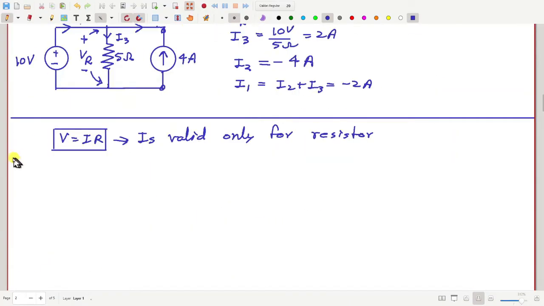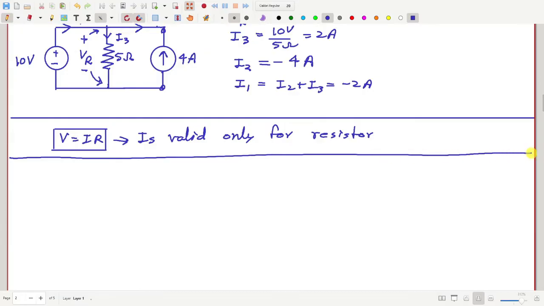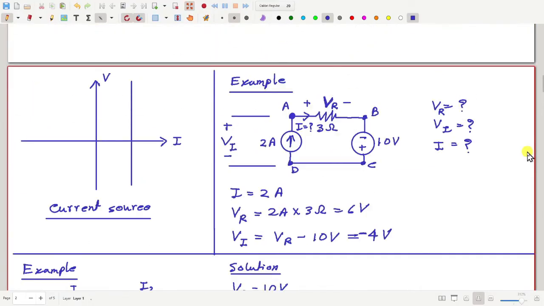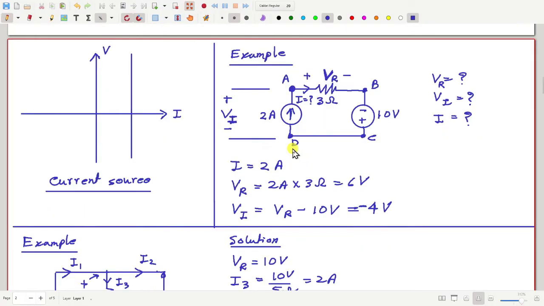Sir, what does Vi denote in the first example here? Vi is the voltage across the current source. That is the voltage from here to here. So it means it does have some resistance?